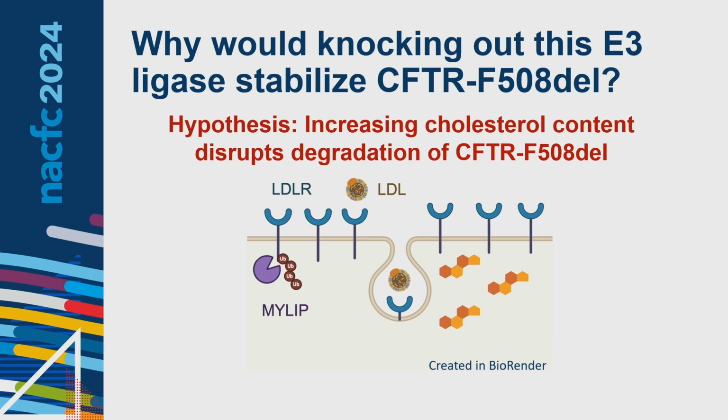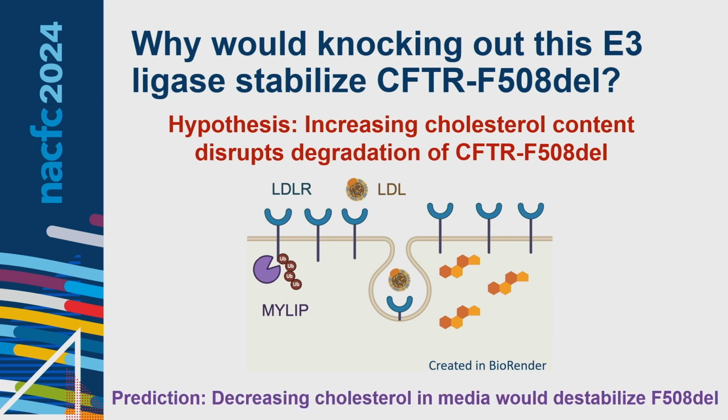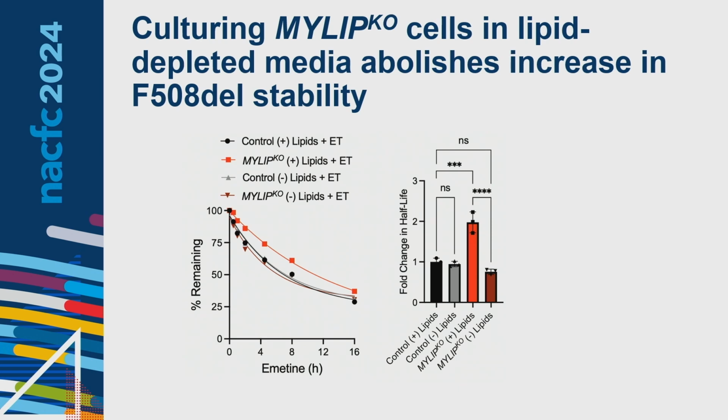So then that led us to another hypothesis, which is that increasing the cholesterol content disrupts the degradation of CFTR F508 delta through the endolysosomal system. And so the prediction of this model is that if you decrease the cholesterol in the media, it will end up destabilizing F508 delta. And so that is what we saw. So we cultured MyLip cells in lipid-depleted media, and we saw a complete abolition of the phenotype.